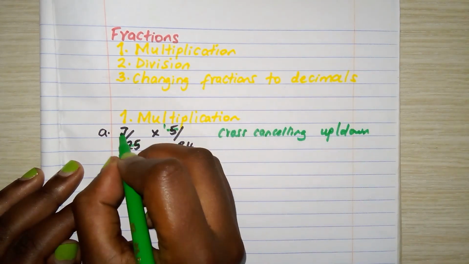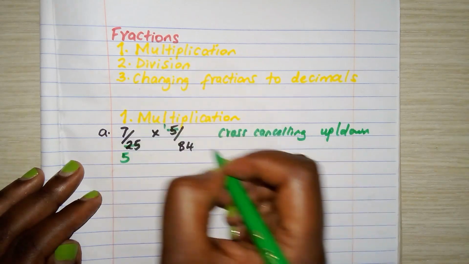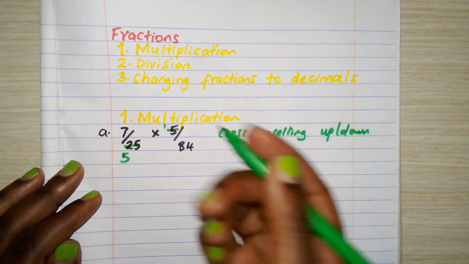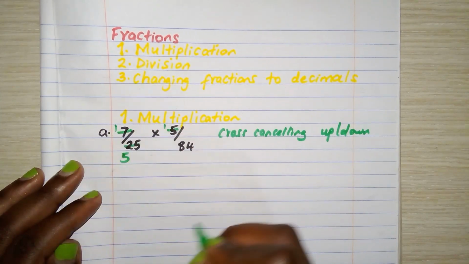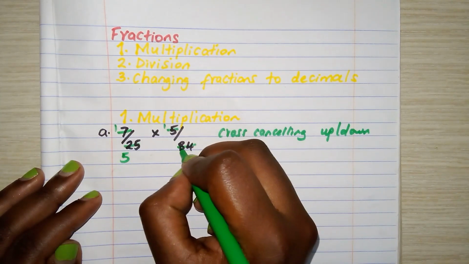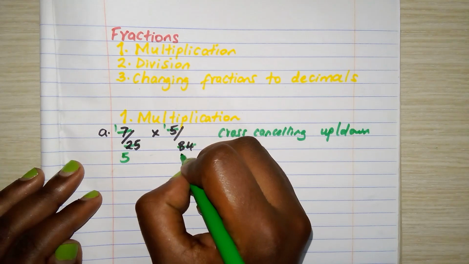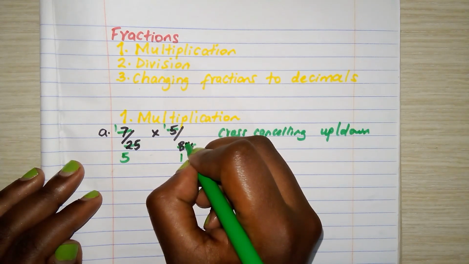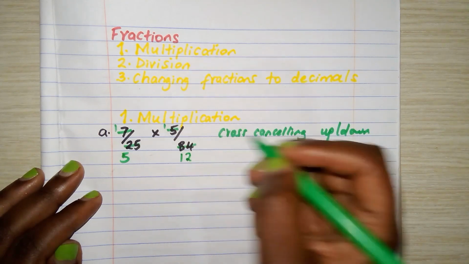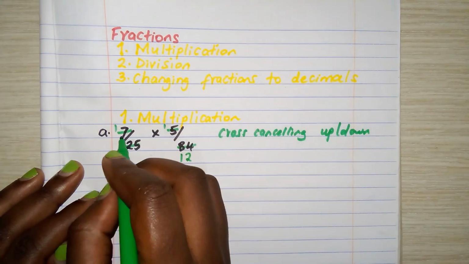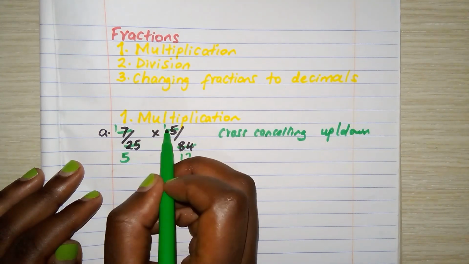And then you can see 7 and 84. Both of them can be divided by 7. So divide this one by 7, you get 1. Divide by 7. 7 goes into 8, 1 time, remainder 1, sorry. And then it goes into 14, 2 times, so 12.